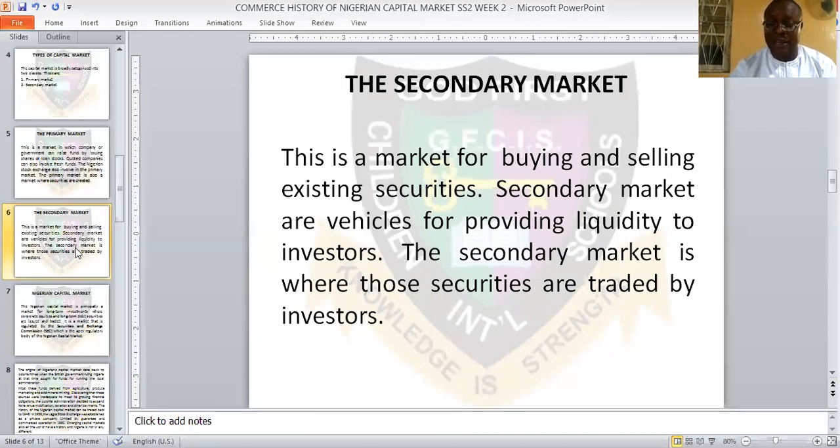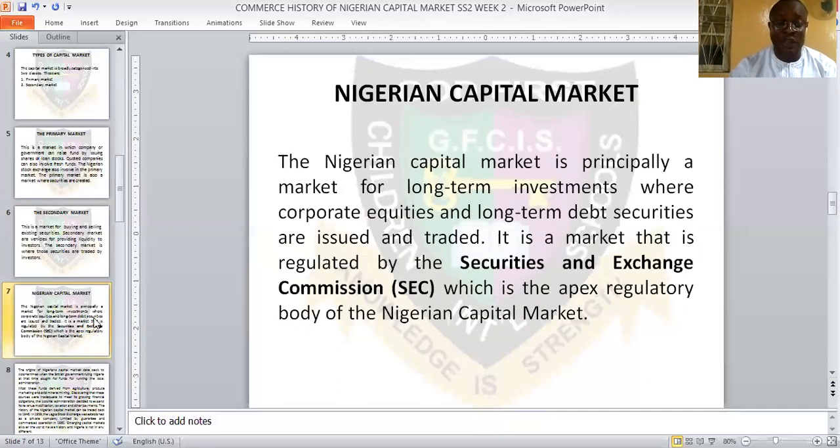The securities in the secondary market are traded by investors. There are some people who are investors. They like to invest their money in the market because they believe that it will give them a lot of good benefits. So that is the secondary market.